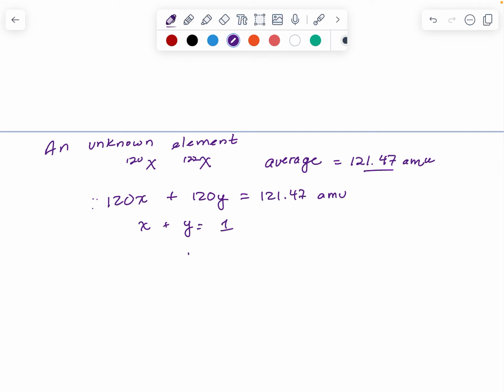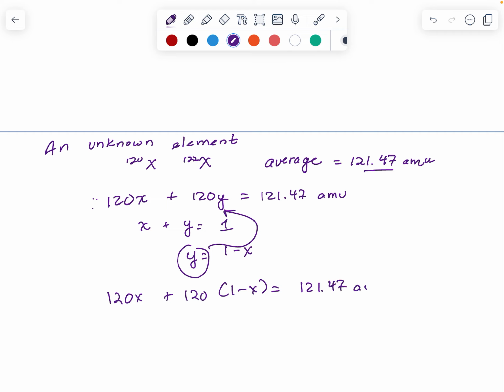So I can express Y in terms of X, which is Y equals 1 minus X. And I can take this and put it into my equation. And so I would have 120x plus 120 times 1 minus x is equal to 121.47 atomic mass units. Then I need to distribute. And so I have 120x plus 120 minus, oops, I'm sorry, this is 122. Let me fix that.